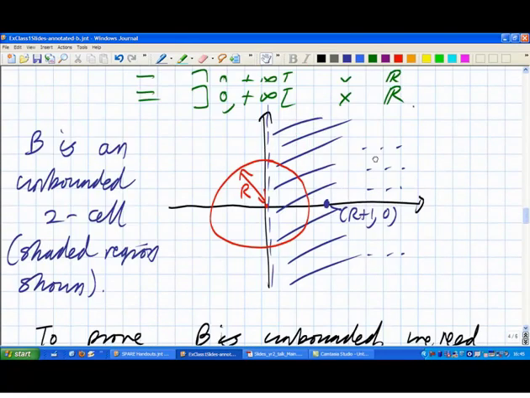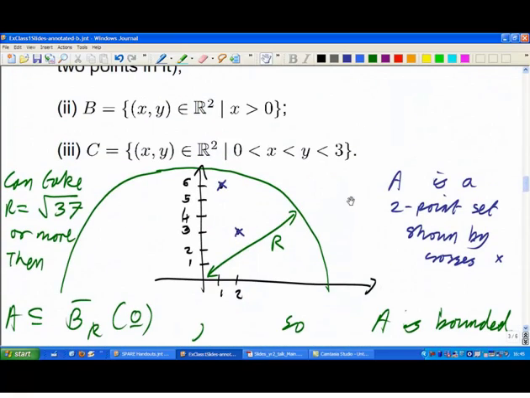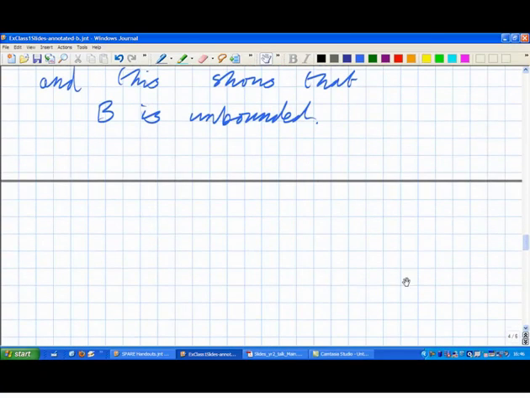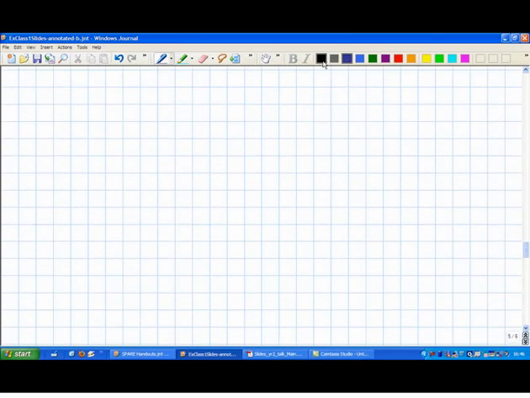Now, the other set is a right-angled triangle with the boundary excluded. Go back to what's the next part? That's part 3. It's those (x, y) in R squared so that 0 is strictly less than x, strictly less than y, strictly less than 3. So that's a right-angled triangle, with everything lying within a bounded distance of the origin. I hope everybody's managed to sketch that one.